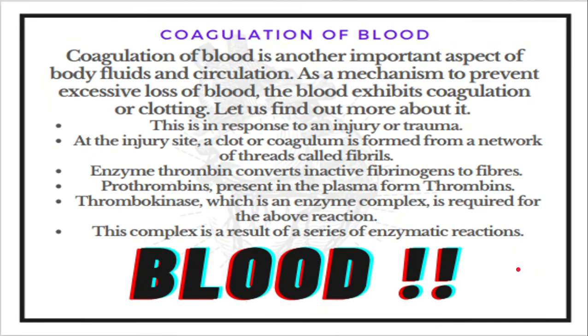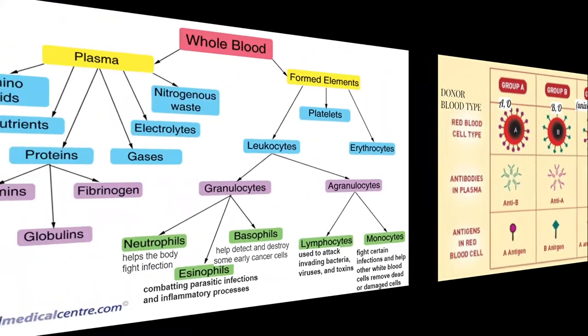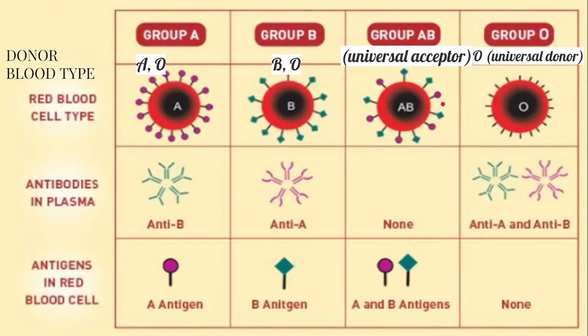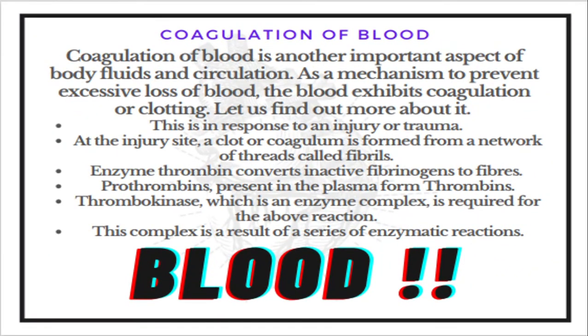Now, coagulation of blood. As you all remember, I have told you that from the formed elements, platelets help in the coagulation of blood. So what is the coagulation of blood? When you get injured, your blood starts flowing from that cut or injury. But it doesn't flow all the time. It flows for some time, then it stops. What is the reason? The reason behind this is coagulation, or in simple words, blood clotting. Coagulation of blood is another important aspect of body fluids and circulation, a mechanism to prevent excessive loss of blood.